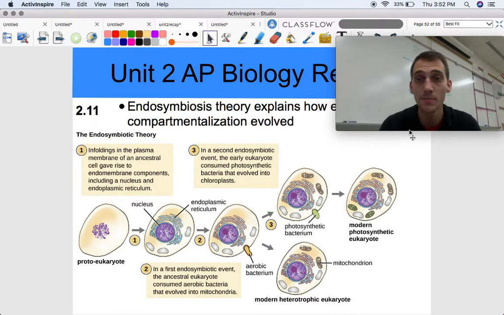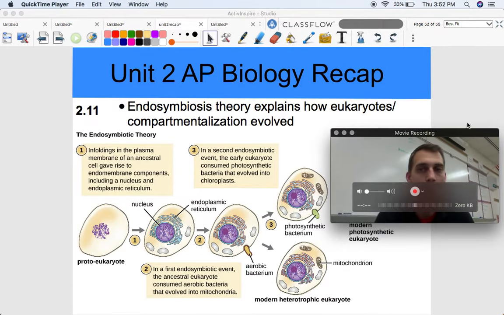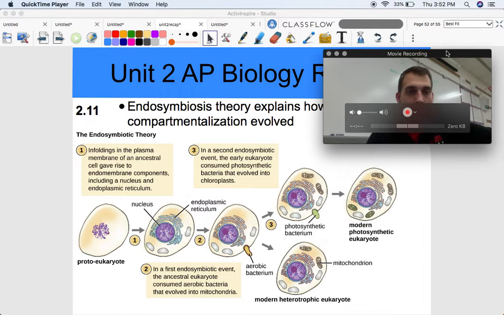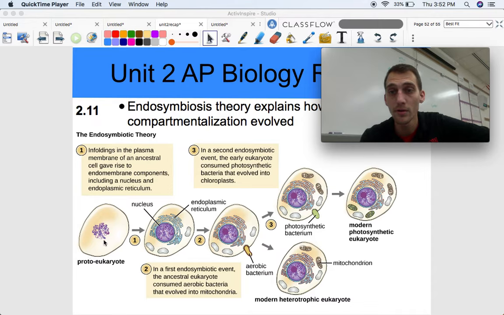How did this come to be? Endosymbiosis, which is a little preview of evolution. Endosymbiosis theory explains how eukaryotes and compartmentalization evolved, and here's a nice little diagram of it. Here's a proto-eukaryote, a super old prokaryote, really. This happened approximately 3.5 billion years ago. Infoldings of the plasma membrane allowed it to have endomembrane components.